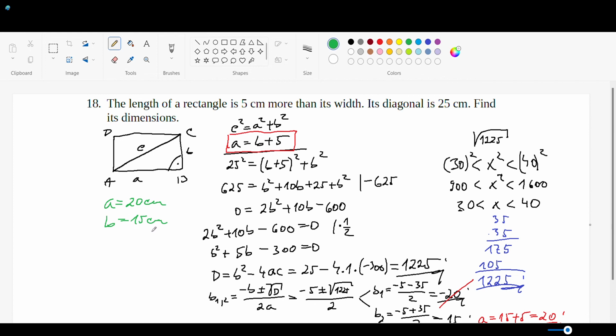If you want to, you can check these two numbers with the Pythagorean theorem, and you will see that our result is correct. Thanks for watching and enjoy math.